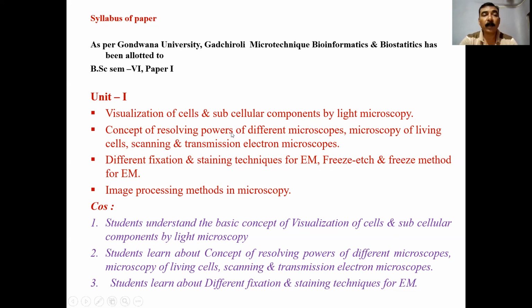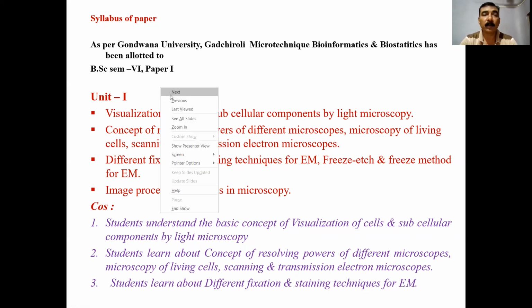So this is all about unit number 1, the student course outcome. Students understand the basic concept of visualization of a cell and subcellular components by light microscopy. Students learn about the concept of resolving power of different microscopes, microscopy of living cells, scanning and transmission electron microscope. Students learn about different fixation and staining techniques for EM and image processing methods in microscopy. This is about unit number 1.